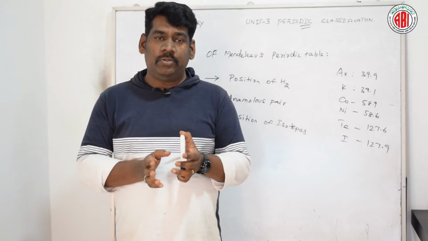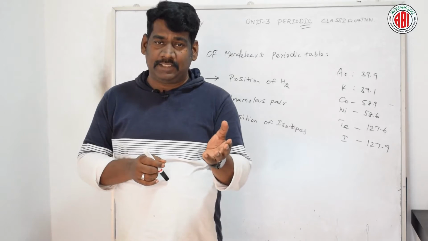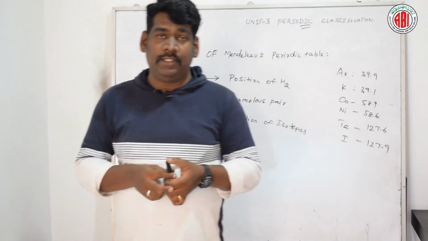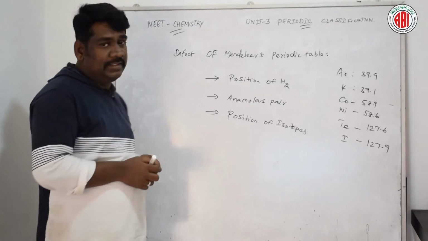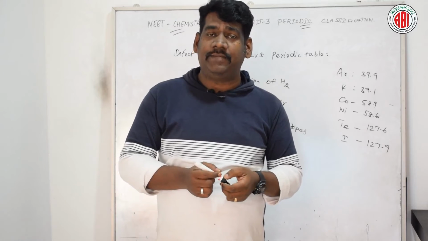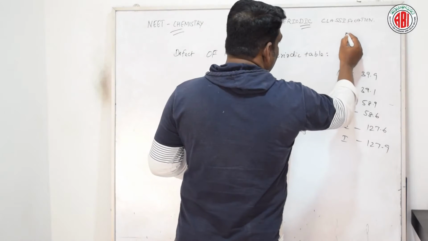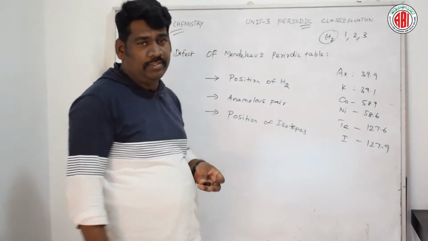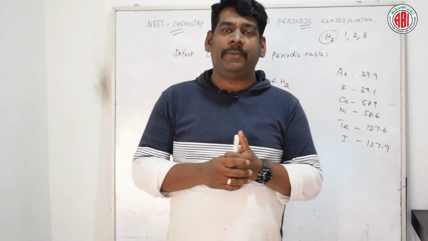So according to Mendeleev's classification, these isotopes should be placed at different places depending upon their atomic masses, but that is not possible. For example, let us talk about the isotopes of hydrogen. Hydrogen has 3 different atomic masses: protium, deuterium and tritium, which are denoted as 1, 2 and 3. These 3 isotopes of hydrogen should be placed at 3 places.